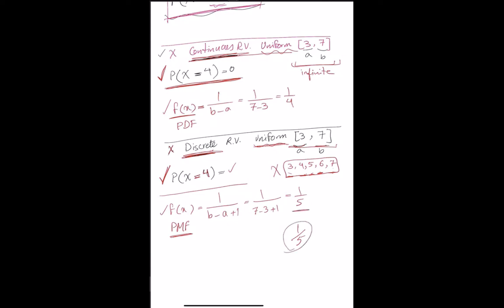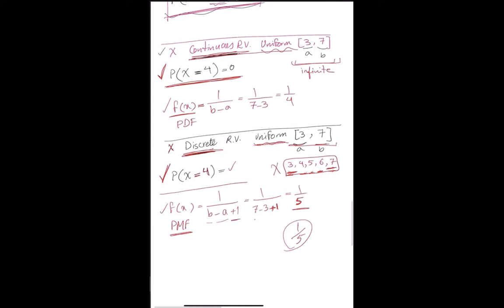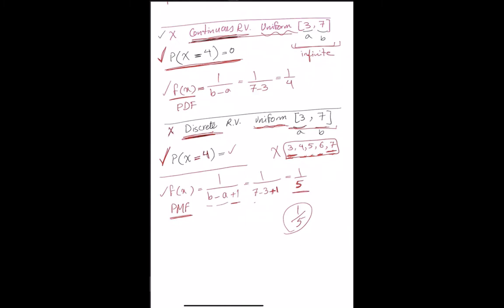If I just say 1 over b minus a, what I get is 1 over 4. That's why we always add this plus 1, so that we have it correct. It is 1 over 5 because between 3 to 7, there are 5 numbers, not 4. Okay, so that's why we always add this plus 1 here to have the correct result.